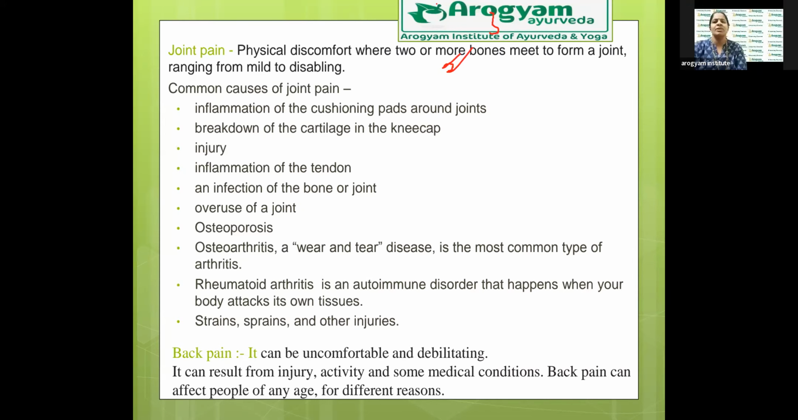Common causes of joint pain are inflammation of cushioning pads around the joint. Inflammation का मतलब है सूजन. अगर हम कुछ सूजन देख सकते हैं cushioning pads में around the joint, so that is one of the main reasons of joint pain. Breakdown of cartilage in the kneecap. So kneecap को हम patella बोलते हैं. What is this patella? It is a small bone that is present above the knee joint.